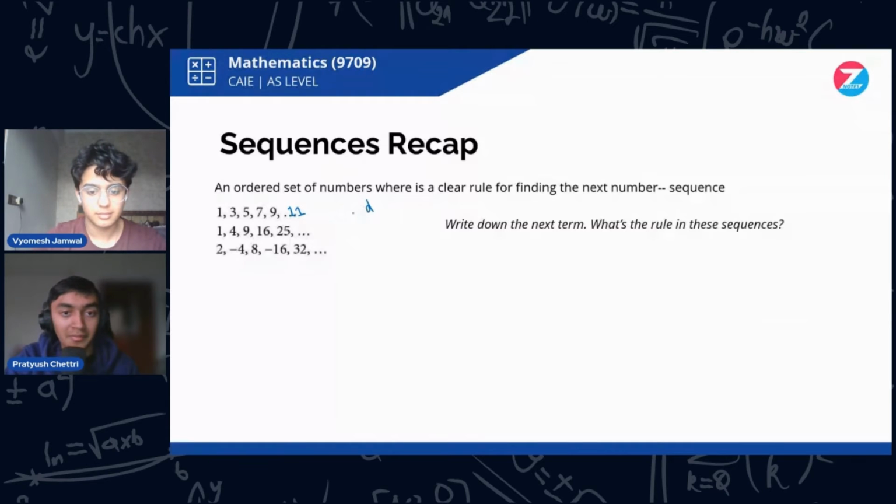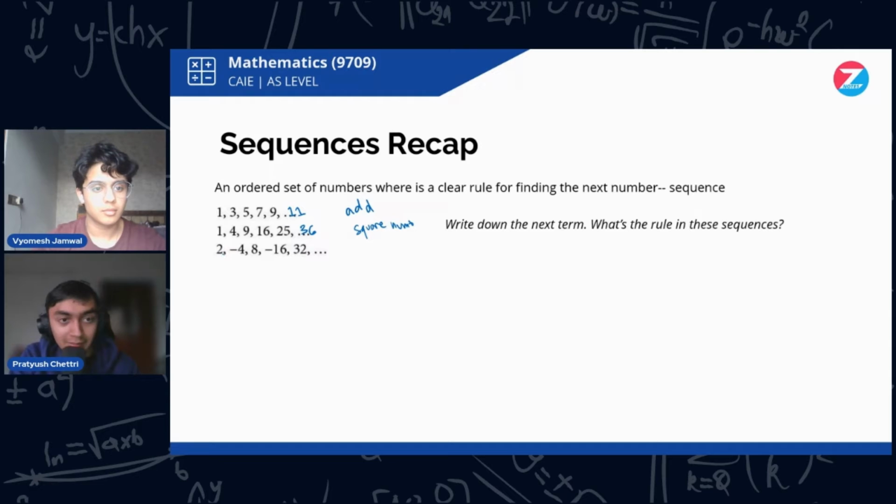So this is a bit of pattern finding. Okay, these numbers, they look like square numbers. So the next one is probably going to be 36. And they're square numbers.